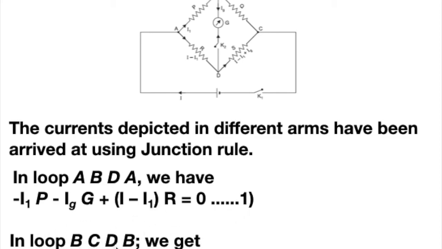Applying the loop rule in BCDB, we get minus (I minus I1) Q because we are along the current. Here we are opposite to the current, so we attach a positive sign, and here we are again opposite to the current. The current is here downwards, so we get plus IgG. So, these are the two equations.